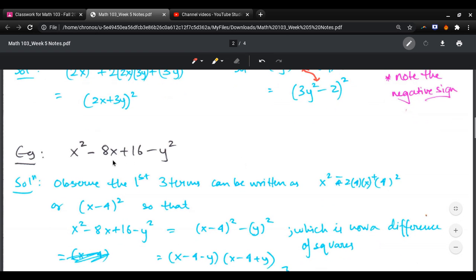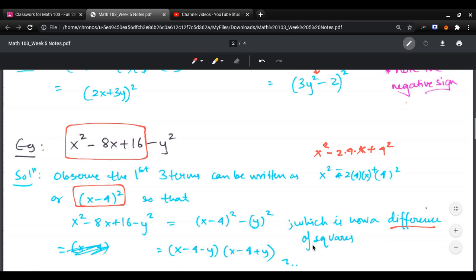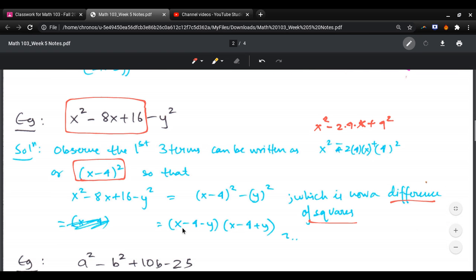A little more complicated example, x squared minus 8x plus 16 minus y squared. Now here, I'm going to look at just the first three terms, and I notice that the first three terms can be written as x squared minus 2 times 4 times x plus 4 squared, which is nothing but x minus 4 whole squared. So that this entire thing becomes x minus 4 whole squared minus y squared, which is now a difference of squares, which becomes x minus 4 minus y and x minus 4 plus y. So that's another trick. You may have four terms and one of them may be a perfect square.